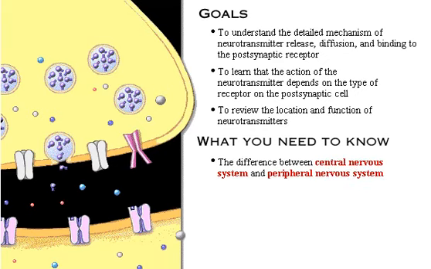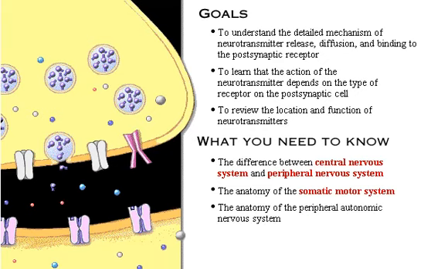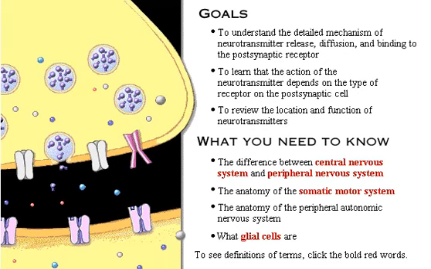The difference between the central nervous system and the peripheral nervous system. The anatomy of the somatic motor system. The anatomy of the peripheral autonomic nervous system. What glial cells are. To see definitions of terms, click the bold red words.